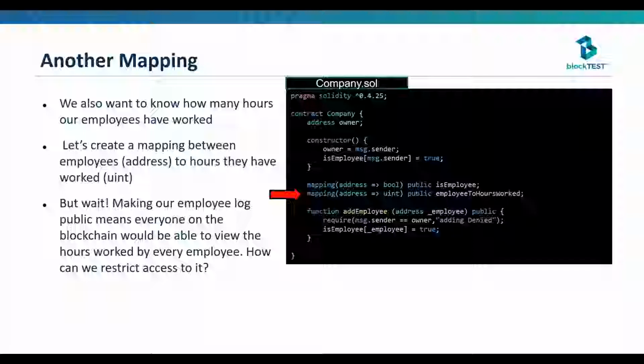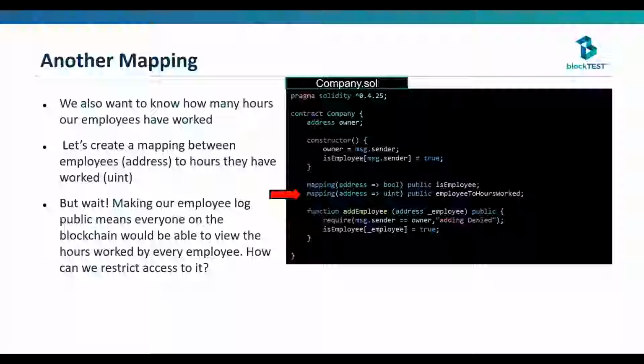Now we probably need another mapping, because right now we do not do a lot with functions. We just have a list of who is an owner of the company and who are the employees of the company, but they do not have any functions. Let's give them a function.